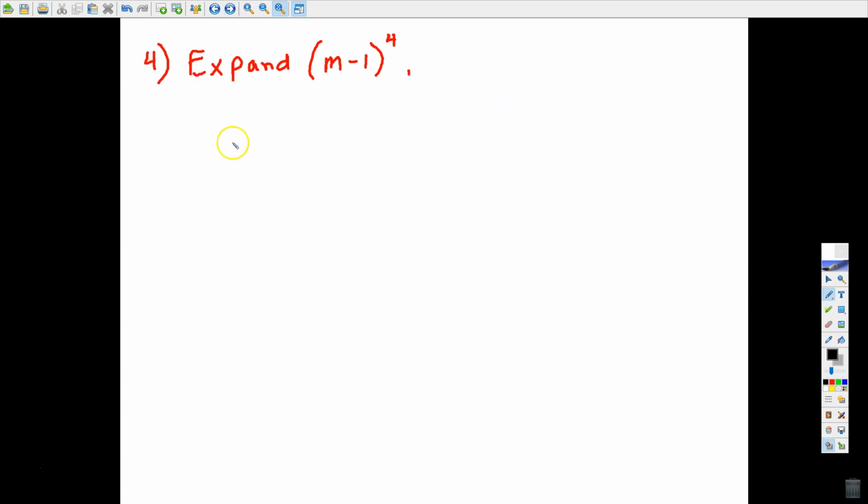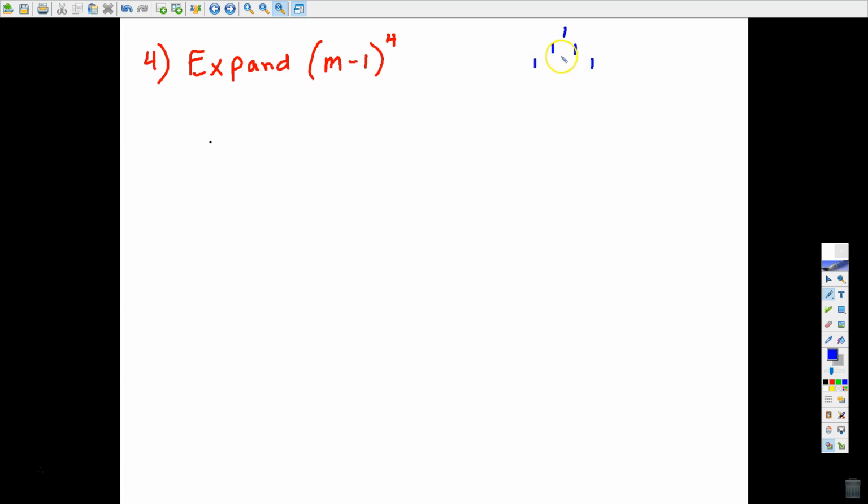Okay. All right. In number 4, I told you to expand this binomial, m minus 1 raised to the 4th power, and I said you could choose either method. So I'm going to go ahead and show you both methods so you can pick which one you like the best. Let's start with the triangle, Pascal's triangle. Remember how to make that. We start with a single one, then we have 2 ones, and then we follow a pattern.